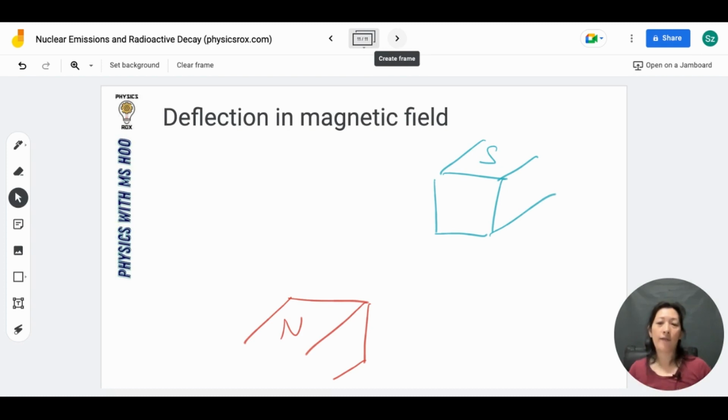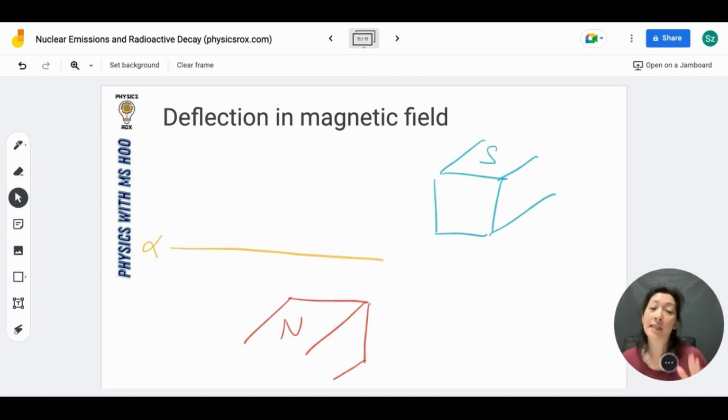Because alpha and beta carry charges, they can deflect in a magnetic field. So now let's use yellow to represent alpha. In order to determine the direction of deflection of alpha, you need to use Fleming's left-hand rule. If you can't remember how to use Fleming's left-hand rule, please watch my video on Fleming's left-hand rule.